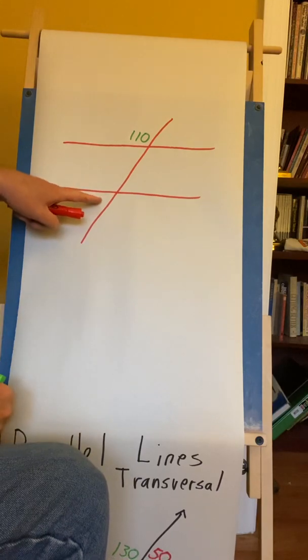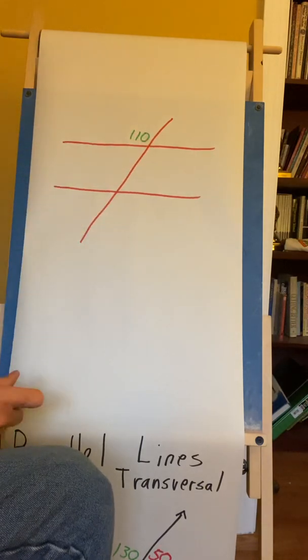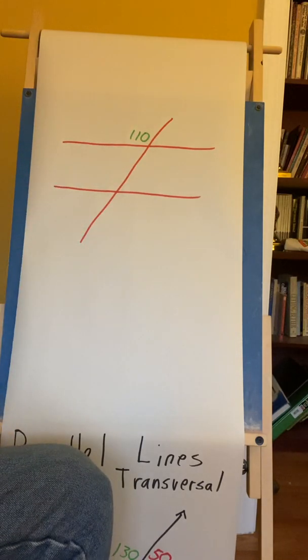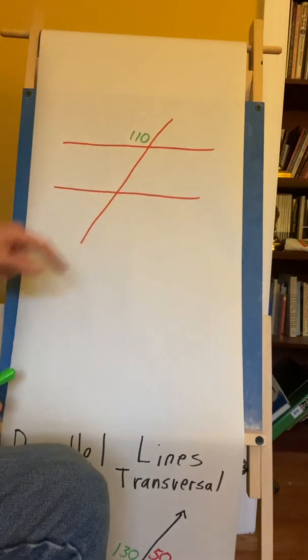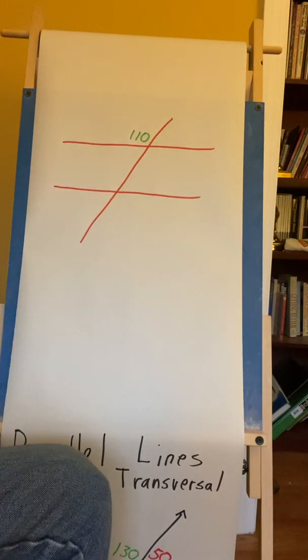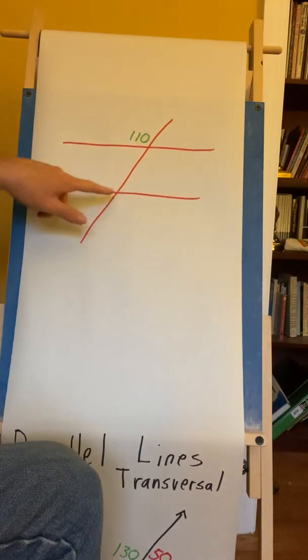What's this angle right here? What's this angle right here? What's this angle? What's this angle? You can kind of go by how it looks. If the angles look like they're the same, meaning in this case they're all obtuse, then that one's 110, that one's 110, that one's 110. If they look like they're acute, they're not going to equal 110, they're going to be supplementary to 110. So that one's 70, that one's 70, that one's 70, that one's 70.